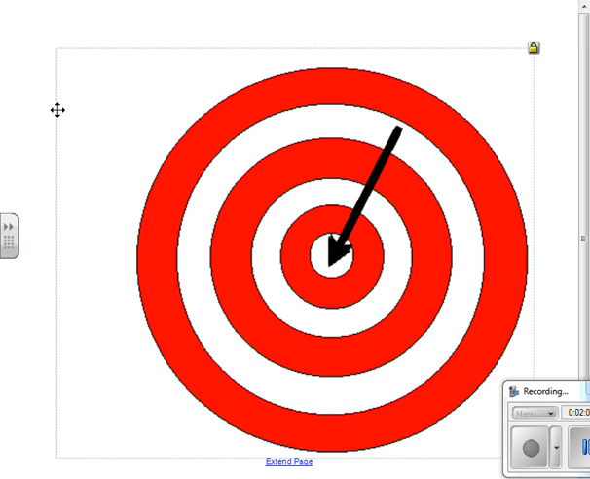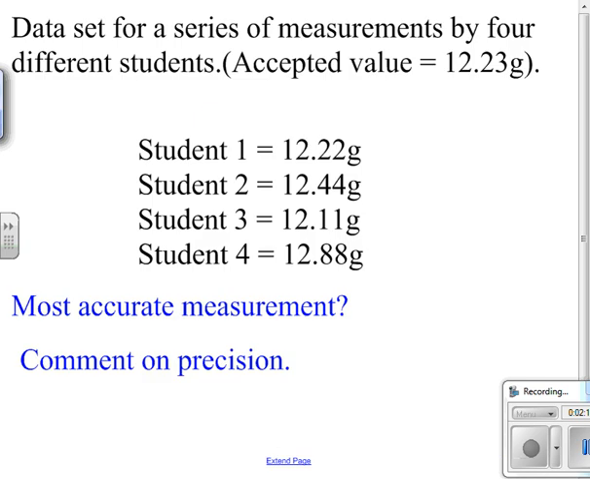So accuracy really refers to how close each measurement is to the accepted value. Precision, how reproducible. How many times can the archer hit the same spot? How many times can the person making the measurement make the same measurement? So let's look at a data set for a series of measurements by 4 different students, where we know the accepted value is 12.23. So student 1 gets 12.22, student 2 12.44, and so on.